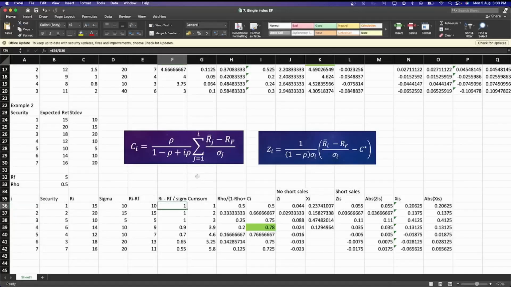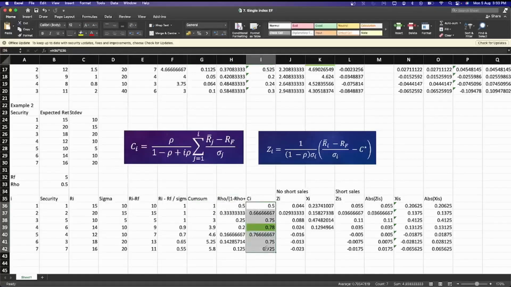After that, the process is very simple. We have to calculate this cumulative summation, j equal to 1 to I. Like we did for the previous cases, it's very simple. The first term is as it is, the second term is the sum of these two, the third term is the sum of these three, and so on. Just calculate this cumulative summation and multiply it by this particular factor, which is rho divided by 1 minus rho plus I rho. So that's what I have done in this formula. And then finally we calculate the Ci, which is the multiplication of these two.